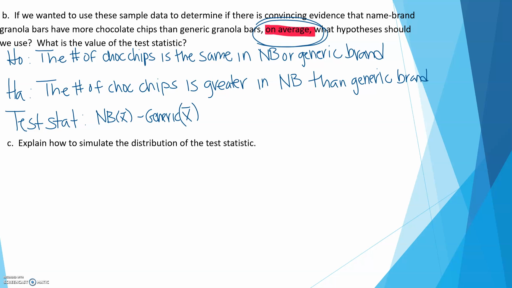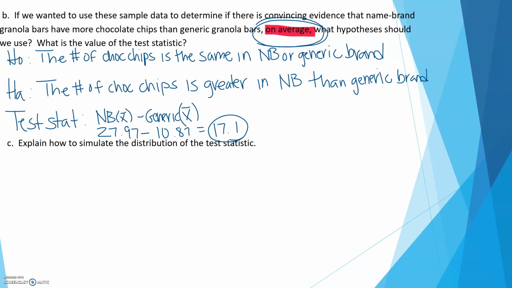Okay, and I have those numbers in my calculator. You may have to go back and plug that back into your table. But here's the name brand average, 27.97, minus the generic, which is 10.87. Remember, I just got those from my calculator. So our test stat is 17.1. Okay, and that was taking the name brand mean, subtracting the generic mean. Okay.